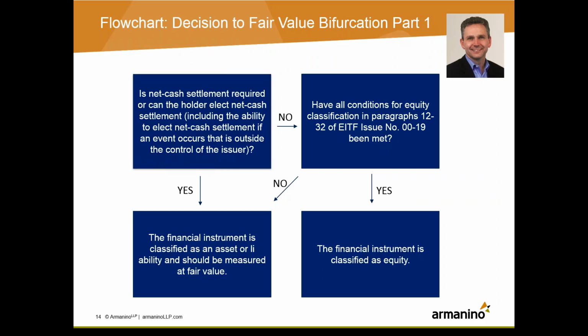So the question is, do we have an embedded derivative? And if yes, is it clearly and closely related to the host contract? If it is, there's no bifurcation. And does the embedded derivative require bifurcation and separate accounting?